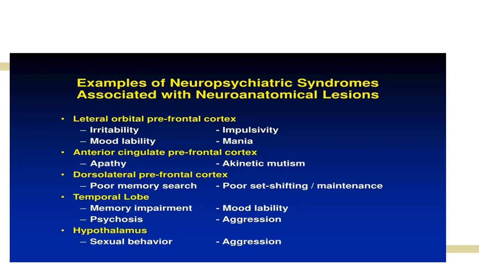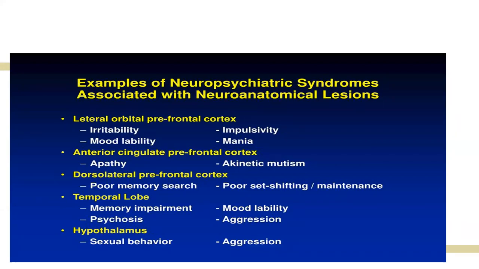Examples of the neuropsychiatric syndromes associated with neuroanatomical lesions. This is one of the most important things. If in the CT scan you find there is a hemorrhage or injury in the lateral orbital prefrontal cortex, the presentation will be irritability, mood lability, impulsivity, and mania-like symptoms. Similarly, if there is an injury in the anterior cingulate prefrontal cortex, there may be apathy or akinetic mutism. Akinetic mutism means the patient will remain mute, will not interact, or will have minimal interaction after some environmental stimuli. This happens if there is an injury to the frontal cortex. Similarly, if there is injury to the dorsolateral prefrontal cortex, the patient has poor memory, speech, or poor set shifting or maintenance.